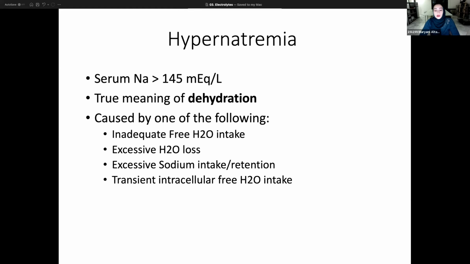These are just logical. If you take too much sodium, you can have hypernatremia, okay? Or if you're retaining too much sodium, you can also have hypernatremia. And if you have transient intracellular free water intake, you can also have hypernatremia.